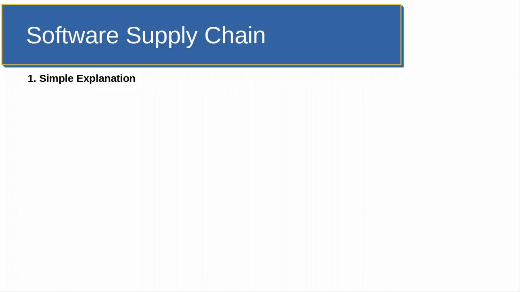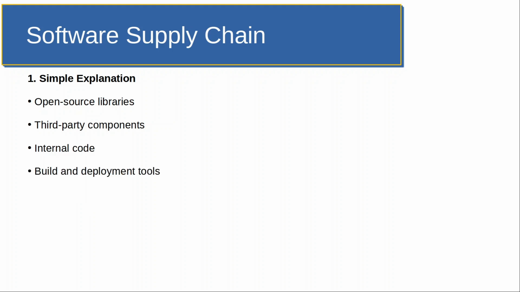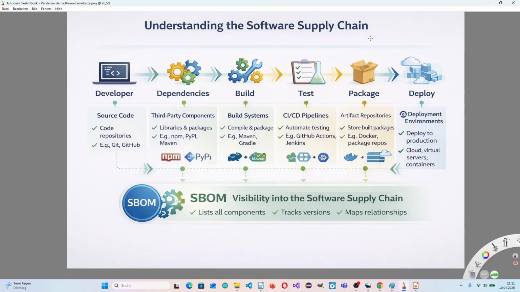So just as a car is built from parts supplied by different vendors, software is also built from open source libraries, third-party components, internal code, and build and deployment tools. We'll now have a look at the key components of the software supply chain. I will start first with the internal developer and the source code. So you have the code written by developers, and it's stored in repositories like Git or GitHub.